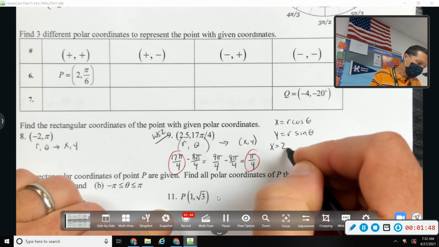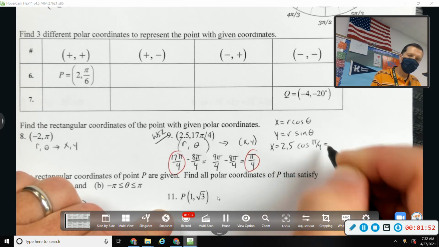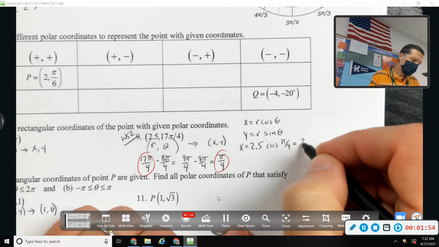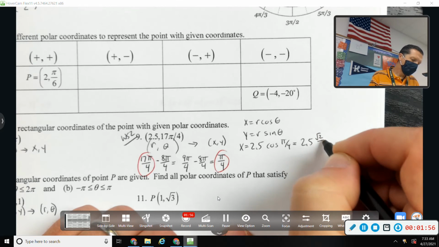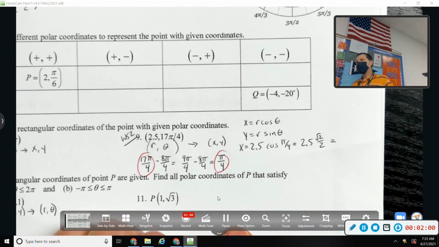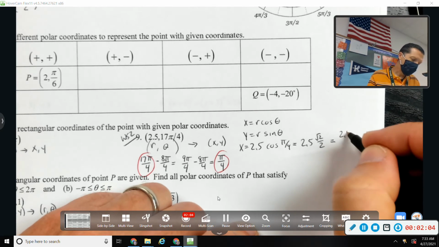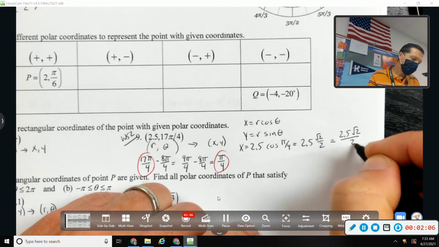So x equals 2.5 cosine pi over 4. So that's 2.5 root 2 over 2. That looks a little bit weird, but that's okay. We don't have to bother fixing that. Let's just leave it as 2.5 root 2 over 2.